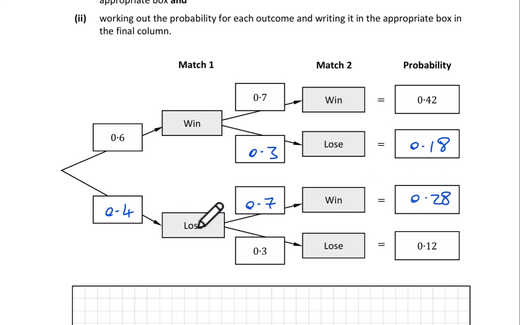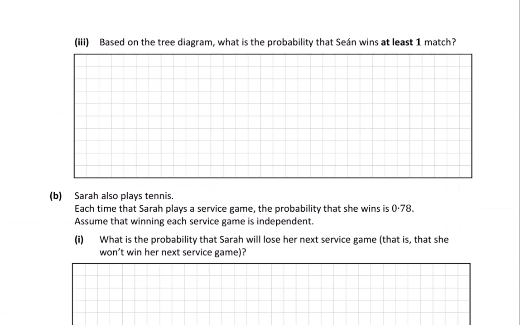Down along here, he loses one and he loses one, so we don't include this branch here. So it's going to be 0.42 plus 0.18 plus 0.28. So the probability that he wins at least one is going to be 0.42 plus 0.18 plus 0.28, and that is 0.88. So that's your answer there.